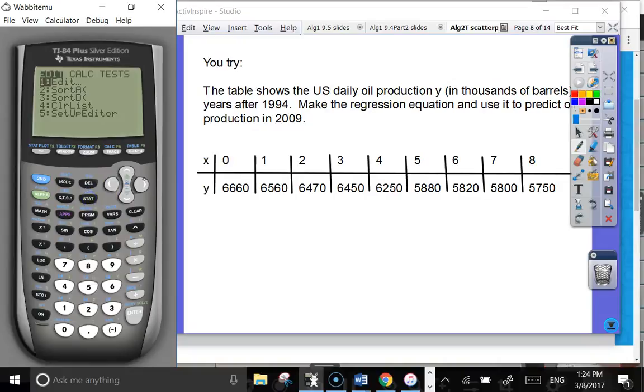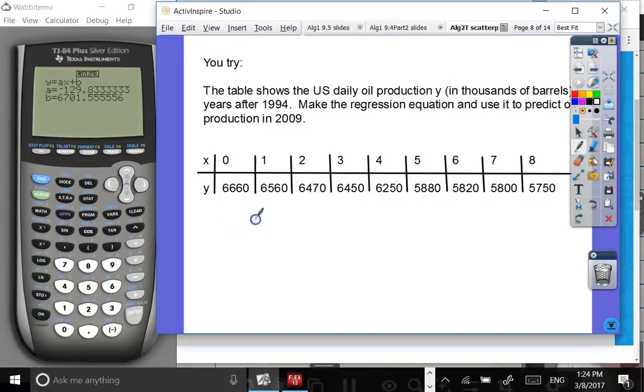Stat, calc, 4, 1, 2, 3, 4, 5. It looks like it is y equals. Come on, don't do this to me now. Okay, I'm not going to be able to write there. I can't write it because my pen stopped working.